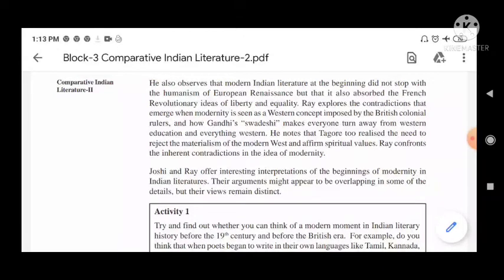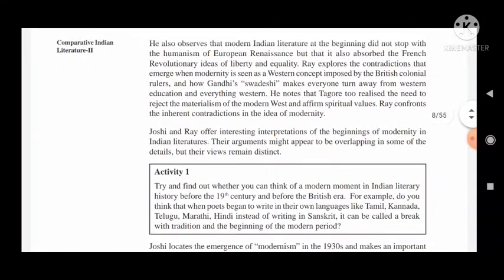Ray explores the contradictions that emerge when modernity is seen as a Western concept imposed by the British colonial rulers, and how Gandhi's Swadeshi makes everyone turn away from Western education and everything Western. So the Swadeshi movement was taken up by Gandhiji.